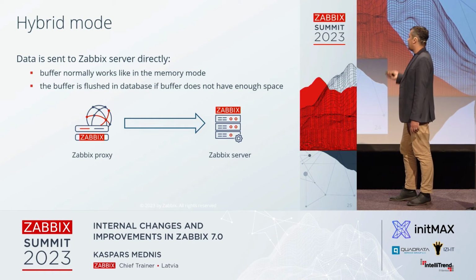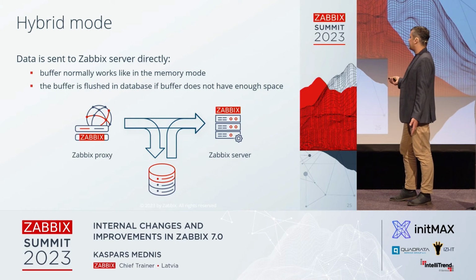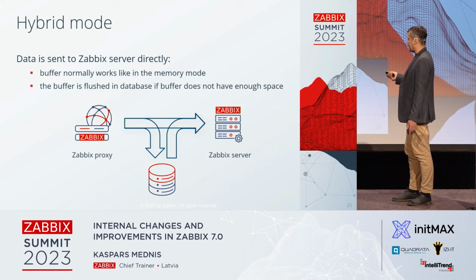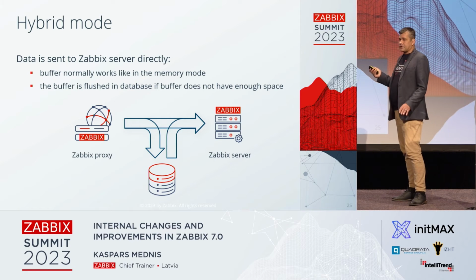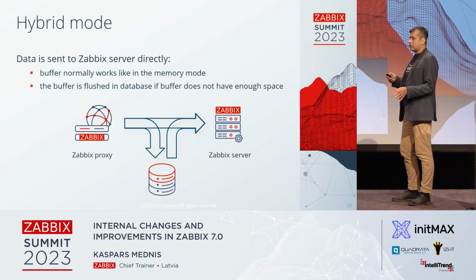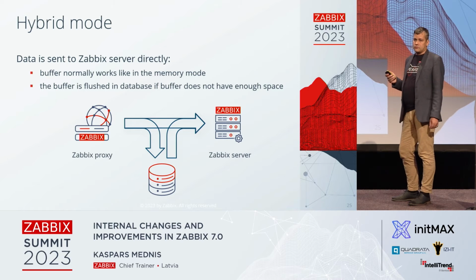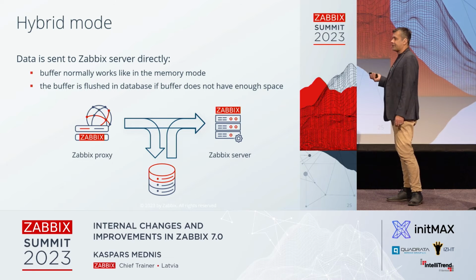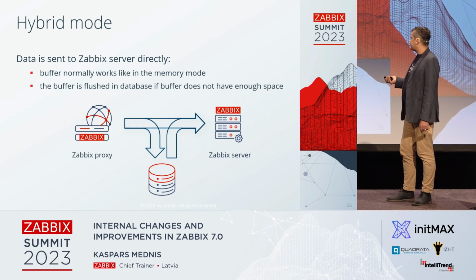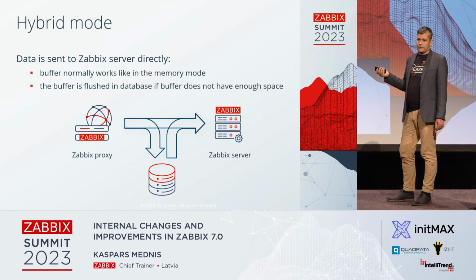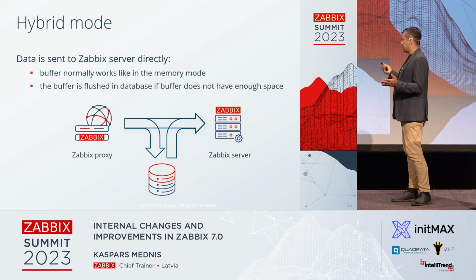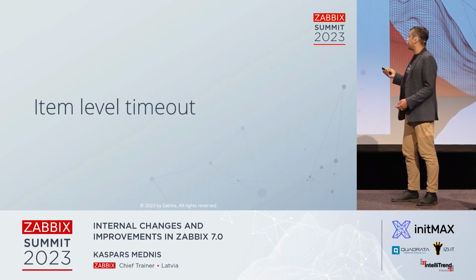So we have a third mode. We have a hybrid where data are sent to Zabbix server directly, but if there are some situations when you need a buffer, if you're running out of memory, you have an option to save it to database. Yes? So actually for some serious big proxies, I think this will be the recommended mode. When you have very fast data transfer, but if you need, you can still save the data.